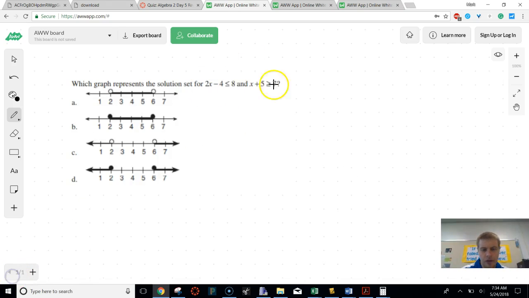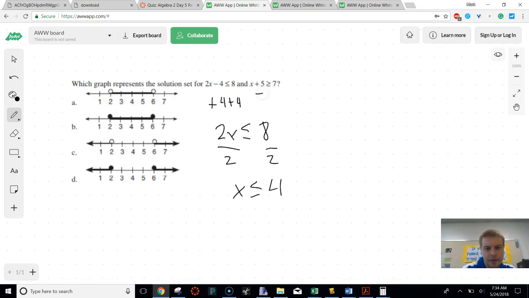Try the next one. Okay, this is an and statement. Essentially with an and statement though, you just solve the two things. So we're going to solve the two things. I'm going to add 4 to both sides and get 2x is less than or equal to 8. Divide by 2, get x is less than or equal to 4. Subtract 5, get x is greater than or equal to 2. So we have to find the one where x is greater than 2 and less than 4.